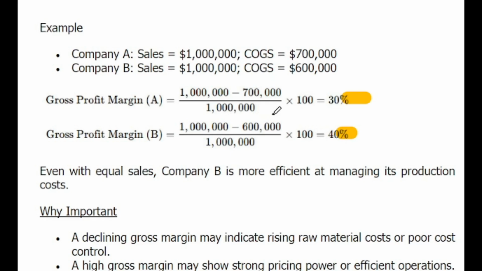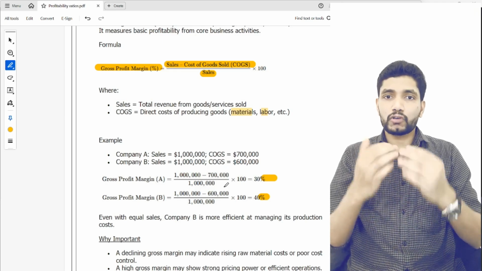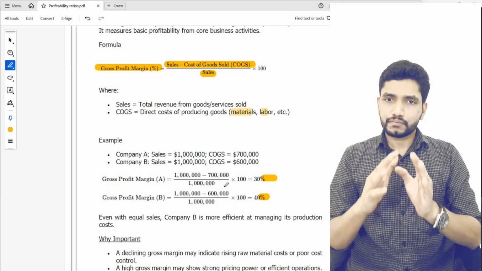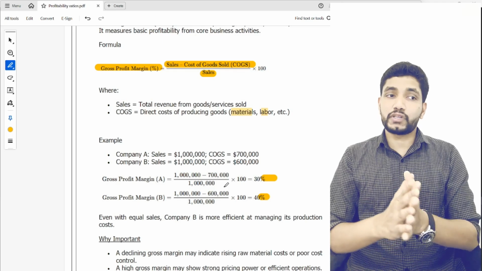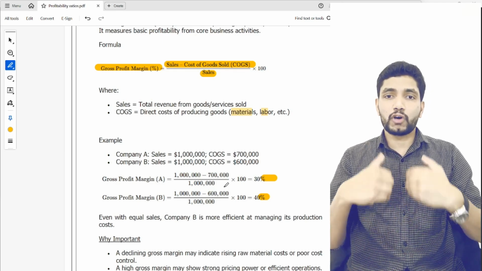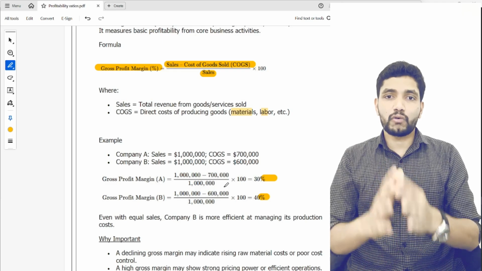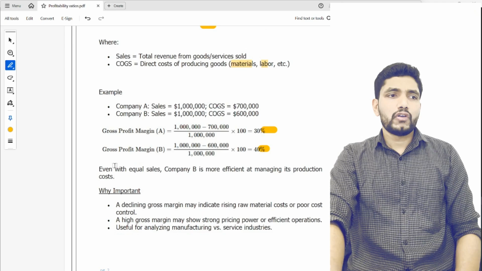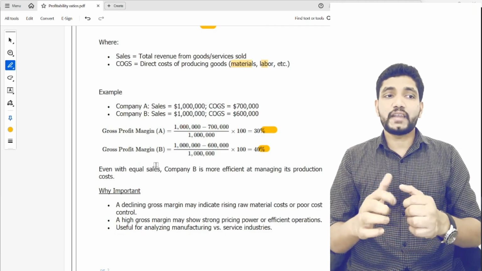So what we can interpret from this is that both companies are generating the same level of revenue, but company B has less cost of goods sold, so company B is generating more gross profit. That can be related to its profitability or product profitability. Suppose the company is selling more products that add more value, or the company is effectively managing its cost compared to company A. There are a lot of reasons. In this example, we can see that even with equal sales, company B is more efficient at managing its production cost.